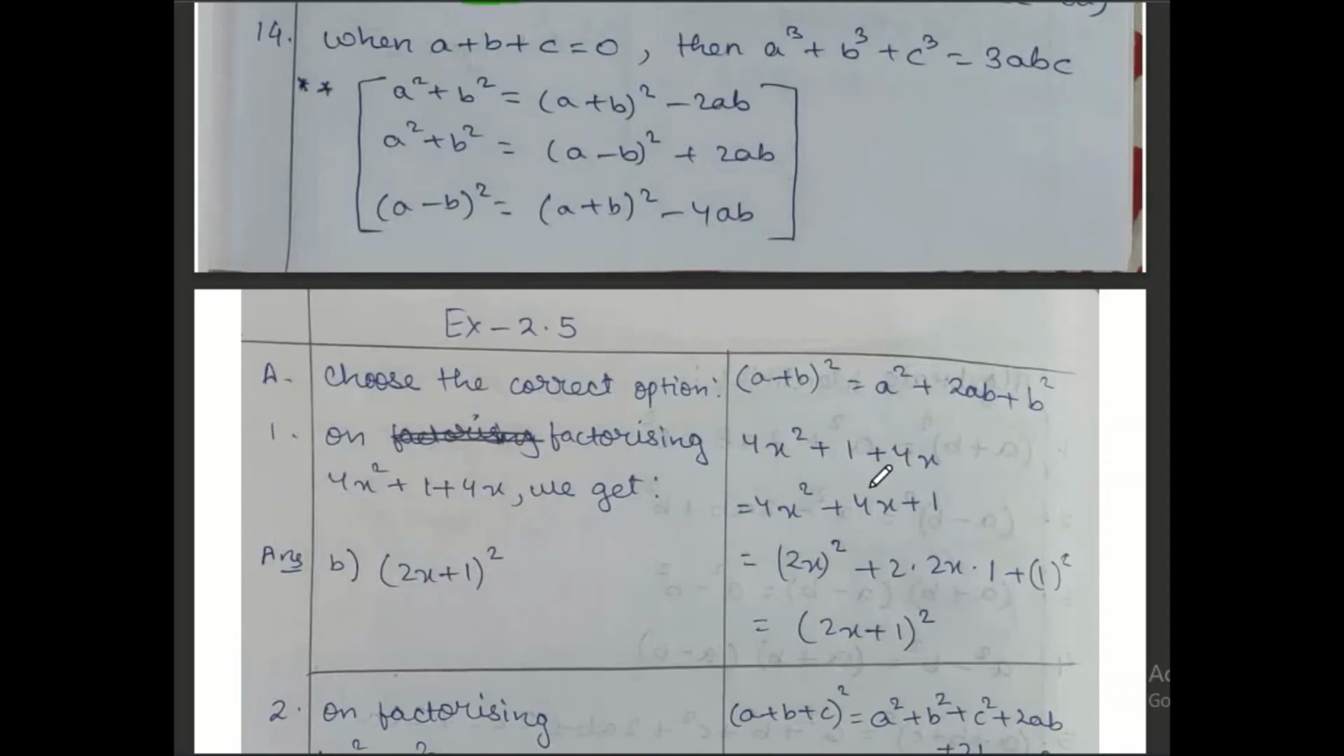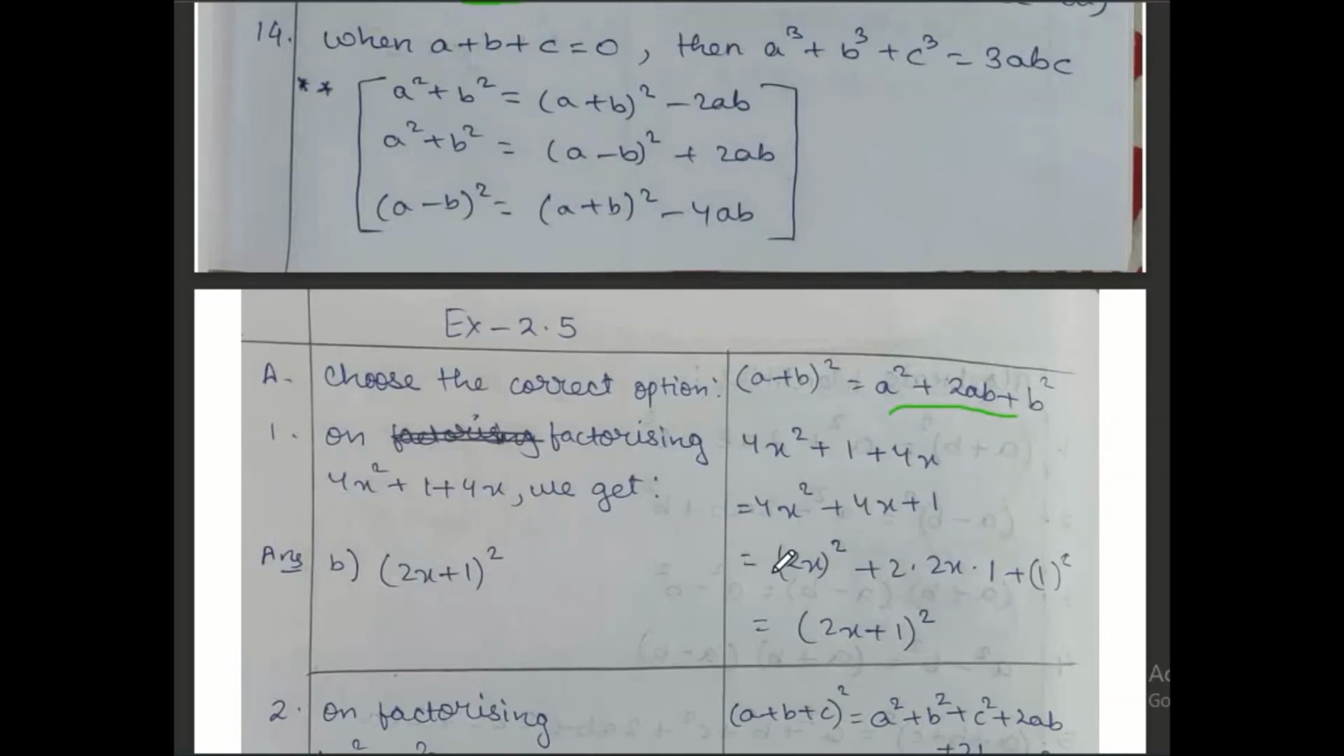4x square plus 1 plus 4x. This is a square number, this also a square number, and that is mixed because x is there. So when both are squares and the middle is mixed, you can apply this formula: a plus b whole square equals a square plus 2ab plus b square. Let us rearrange this. 4x square first, the middle you bring plus 4x, then plus 1. Now try to apply this formula. Compare this with the right side of the formula.